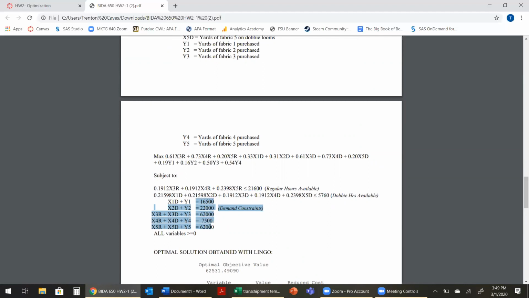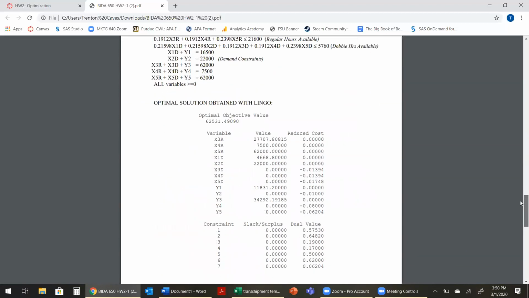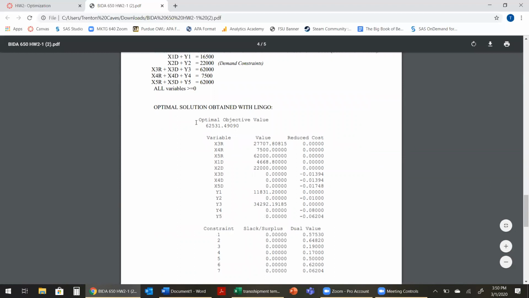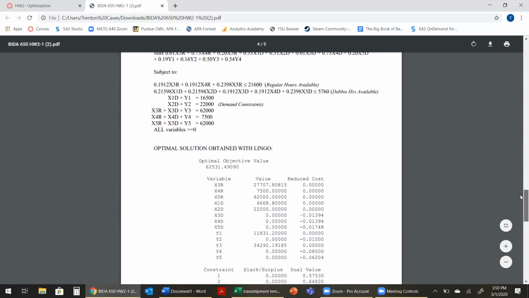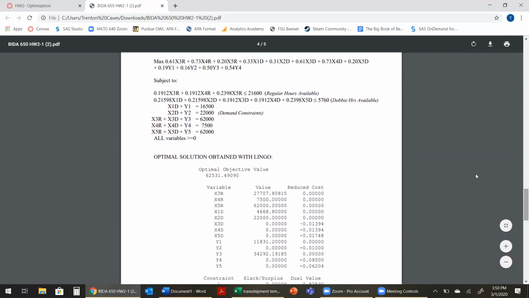And the next section is our demand constraints. Our demand for fabric 1 is 16,500. Demand for fabric 2, 22,000, and so forth. And then we get into our solution. Our optimal objective value is the answer to our objective function. So our maximum value is 62,531.